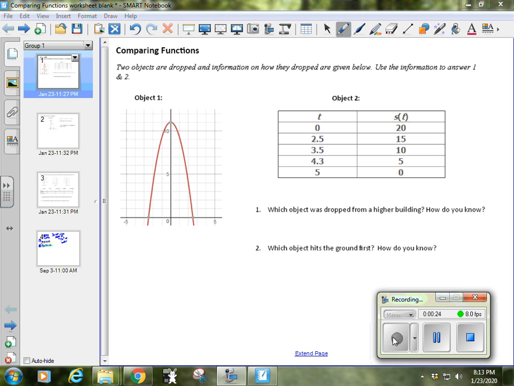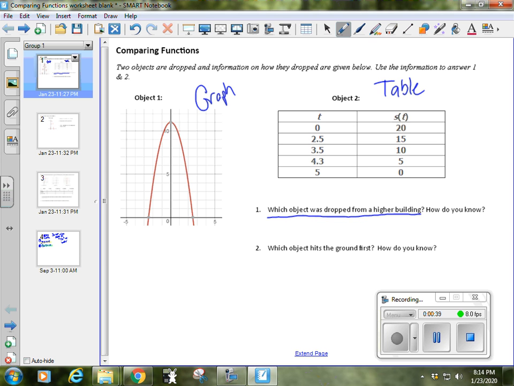So we're comparing a graph to a table. So we need to be able to find the same information from the graph that we can find in the table. So it says which object was dropped from a higher building, and how do you know? That's the key part, how you know, because you can guess and tell me which one. So when we look at dropped, we're looking at the y-intercept, the starting point. So that's what you want to find on the graph and on the table.